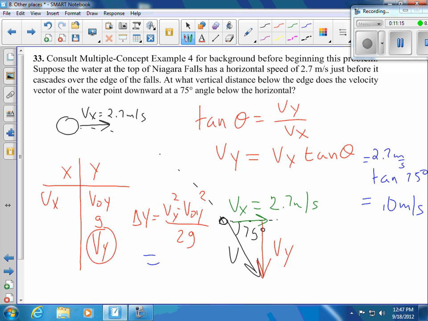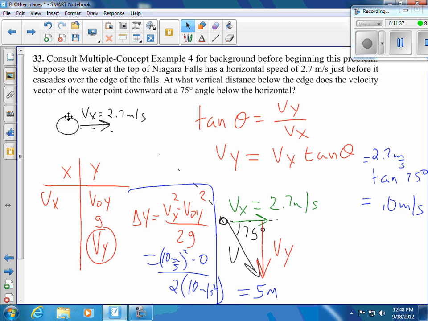So bring that over to this equation. I'm sorry for my sloppiness. And then you have a 10 meters per second quantity squared minus 0, the initial y speed, over 2 times 10 meters per second squared, because it's going downward. Vy and g are both downward. They have to have the same sign, and that comes out to be 5 meters.